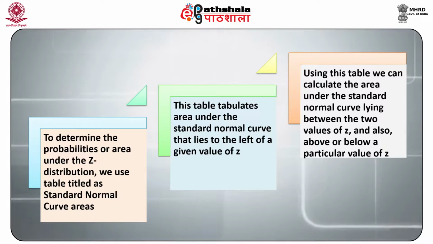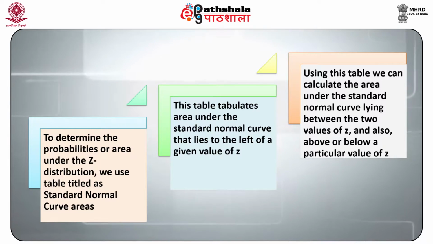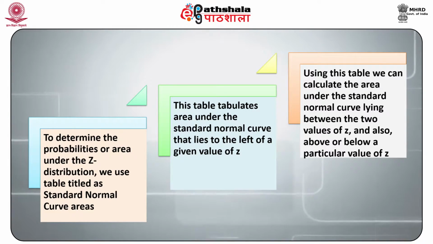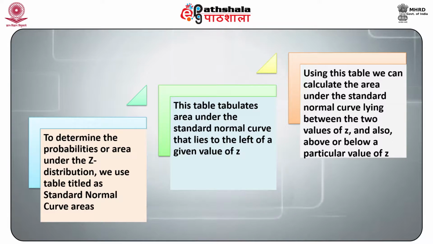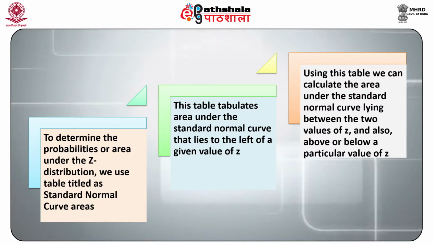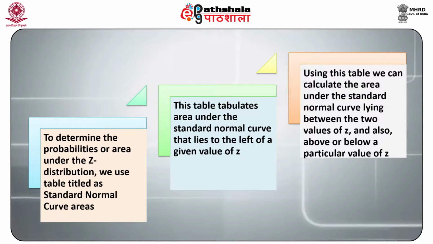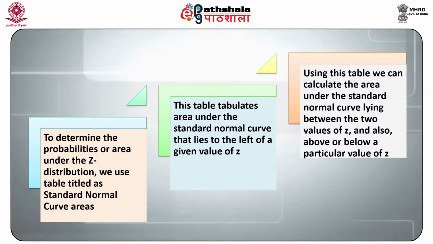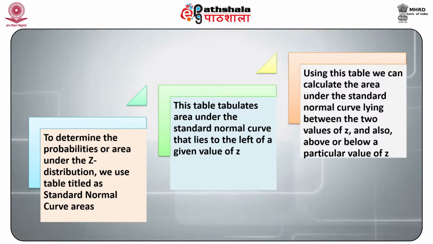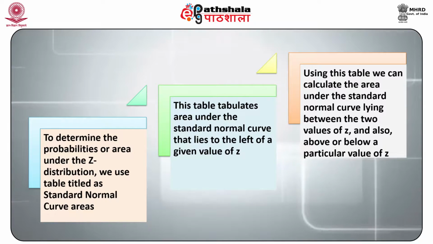This table tabulates the area under the standard normal curve that lies to the left of a given value of z, which can be observed from figure 4, written as P(Z ≤ z) = Φ(z). Using this table, we can calculate the area under the standard normal curve lying between two values of z and also above or below a particular value of z.